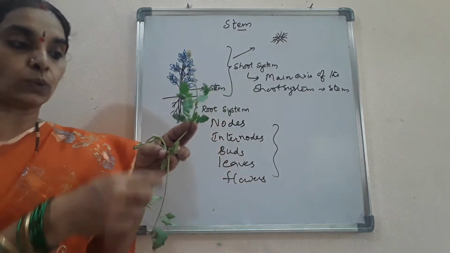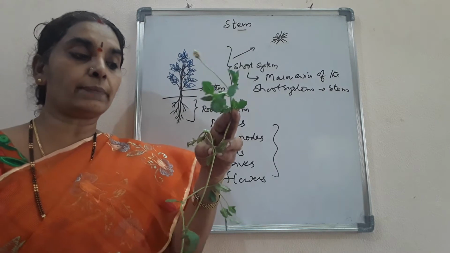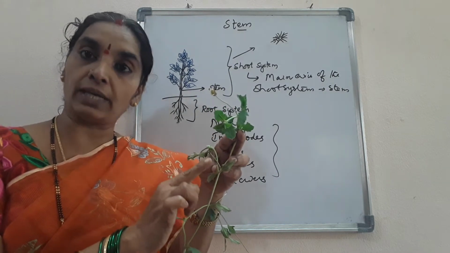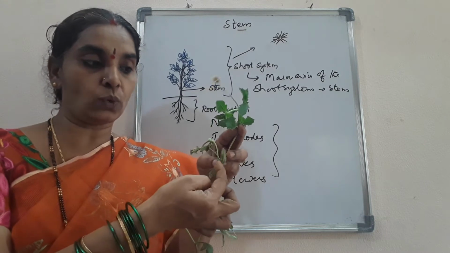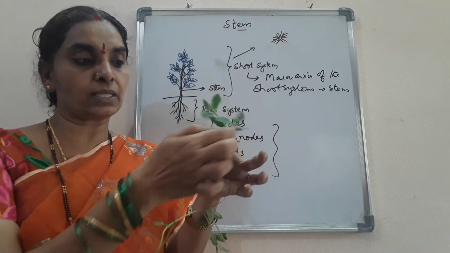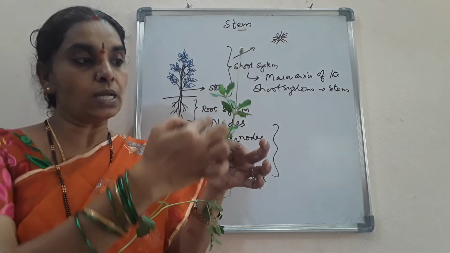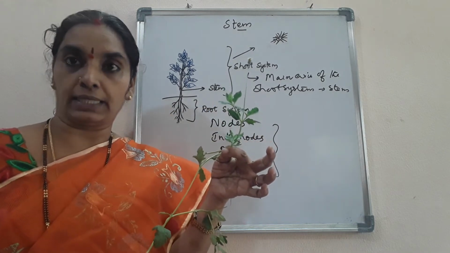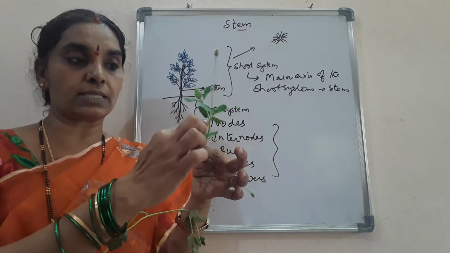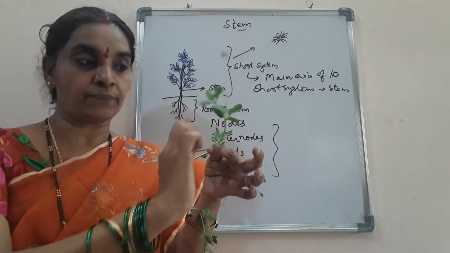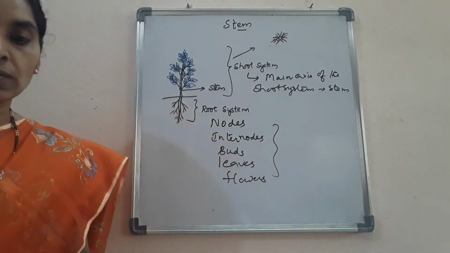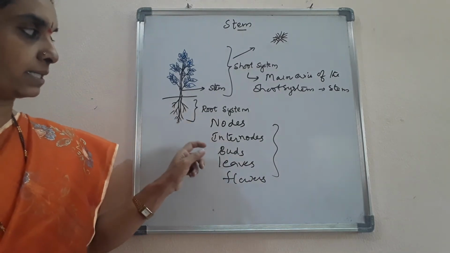Okay, children, now you have learnt about the node and internode. The part of the stem where the leaf arises is called the node. This is a node of the stem, this is another node, this is another node. So the part of the stem between these two nodes is called an internode. The part of the stem between two successive nodes is called an internode. Now coming to the buds.